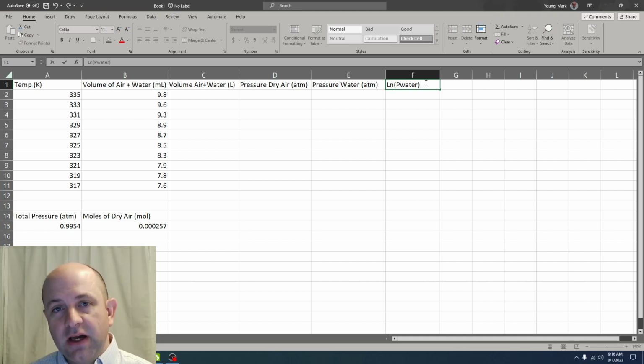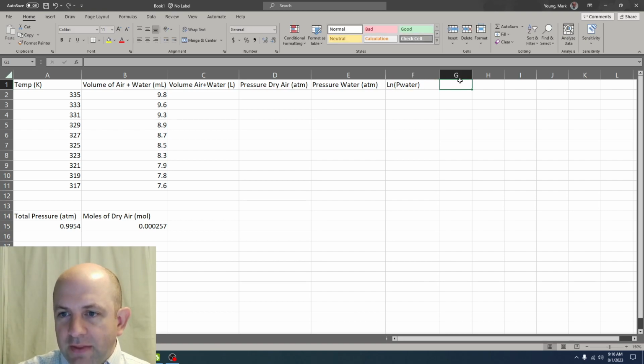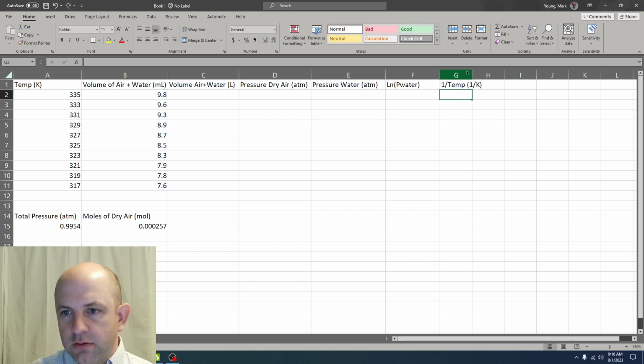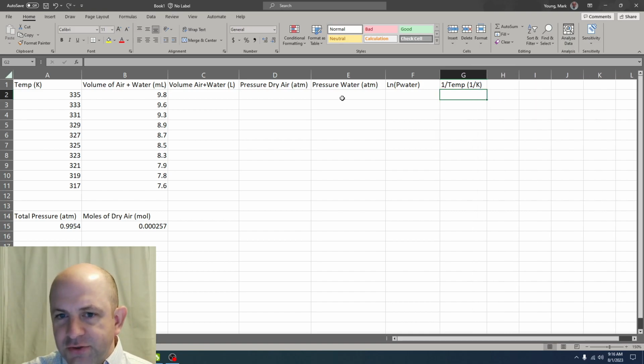All logarithms get rid of units. So if you have a log base 10, log base e, natural log here, whatever that is, it's just a number. And then the final thing we actually need is the temperature to be in 1 over temperature for our graph. So we'll just do 1 over temp, which will be 1 over Kelvin for our units. All right, so it's 5 things we need.